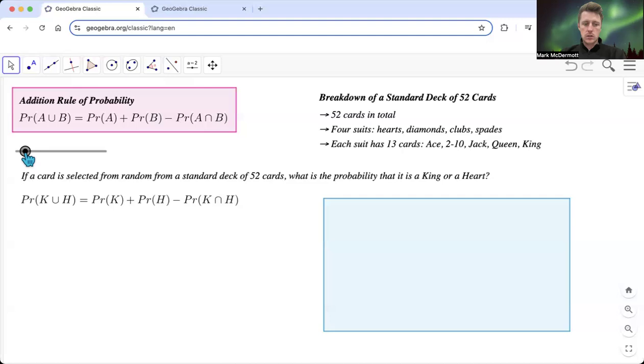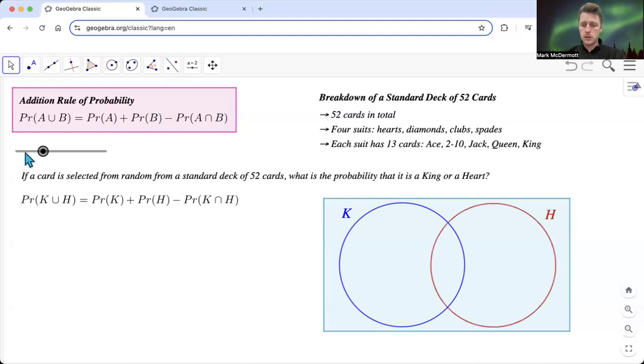So what that's going to look like is something like this. If we were to set up a Venn diagram, we'd have king in blue, let's say royal blue for king, and hearts can be in red. Okay, we could say that there is one king of hearts. So that would be the intersection between kings and hearts. There's one card that is a king of hearts. So it's a king and a heart.